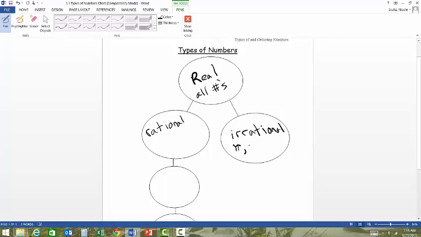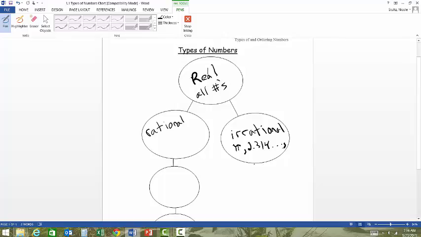You could make up an irrational like 2.314... So these numbers are not repeating. There's no pattern. And the ... means it goes on forever. So it would be irrational.